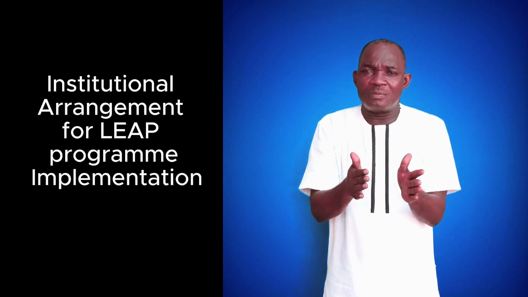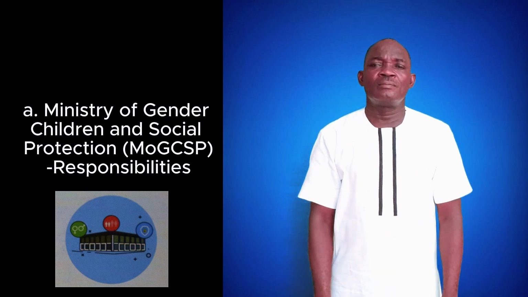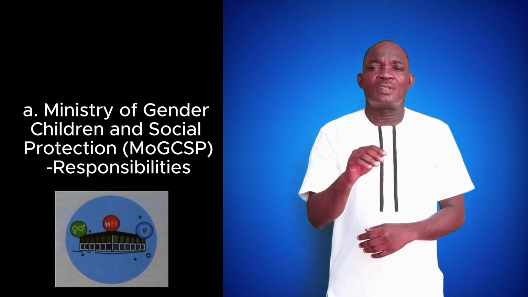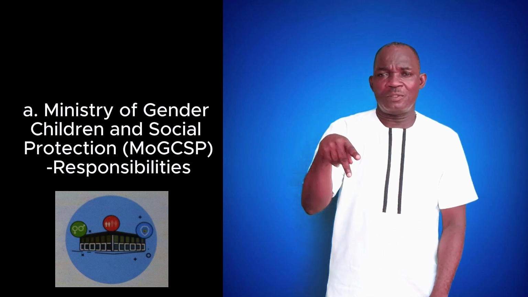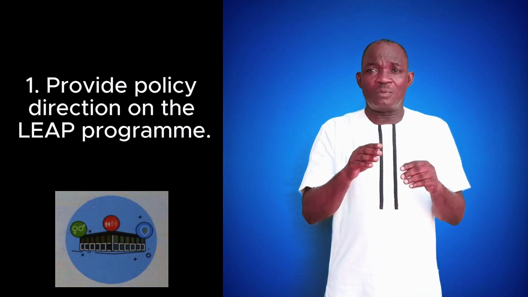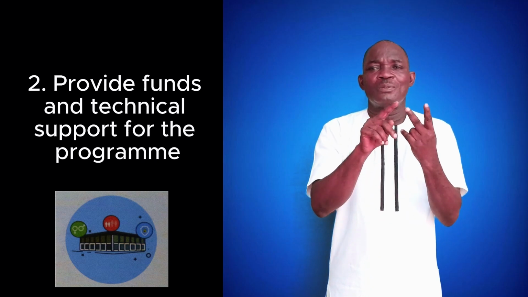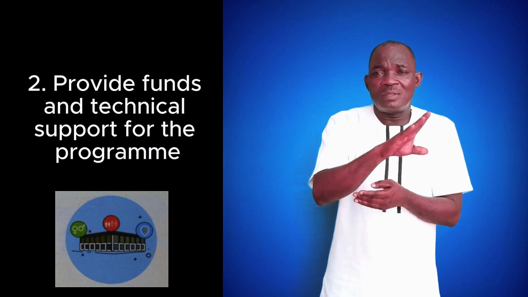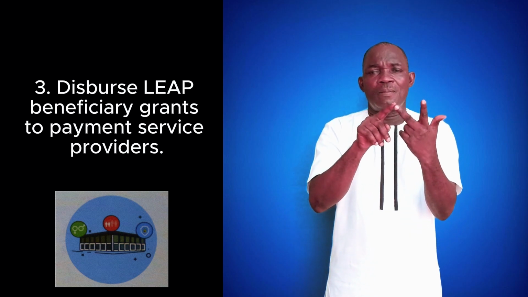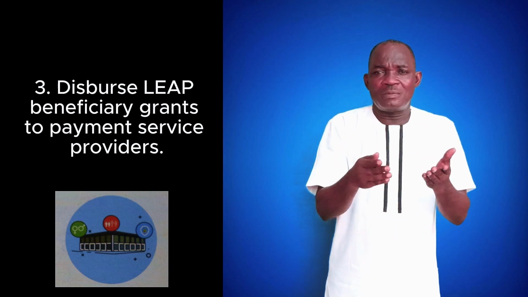Institutional arrangement for LEAP program implementation. A. Ministry of Gender, Children and Social Protection, MOGCSP. Responsibilities. 1. Provide policy direction on the LEAP program. 2. Provide funds and technical support for the program. 3. Disburse LEAP beneficiary grants to payment service providers.